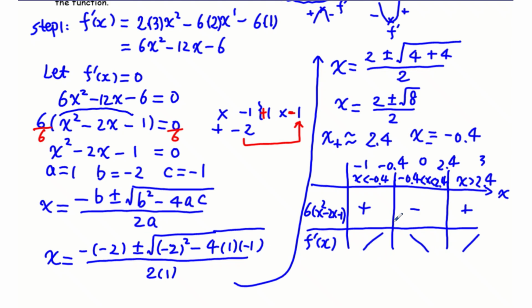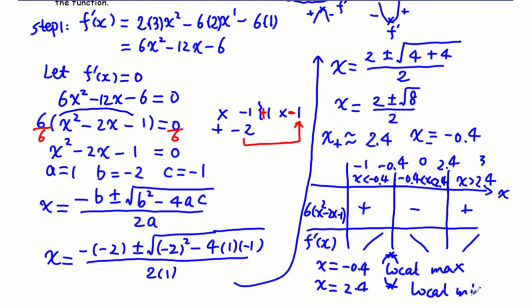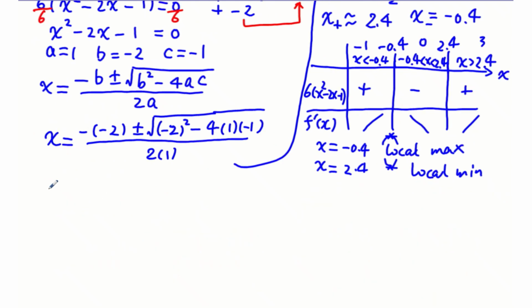So from increasing to decreasing at x equals negative 0.4, you will see the graph goes this way, so it is a local max. And at x equals positive 2.4, the graph is decreasing and then increasing. So at this point, we have a local minimum. And if we want to find the maximum and minimum values, we are going to sub the x value into the original function.